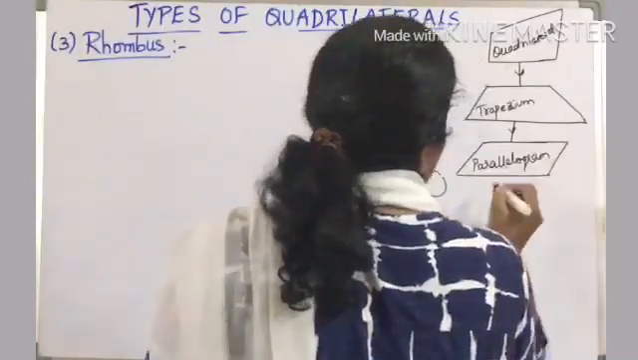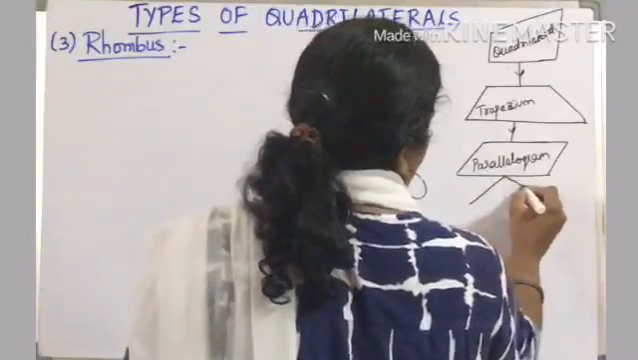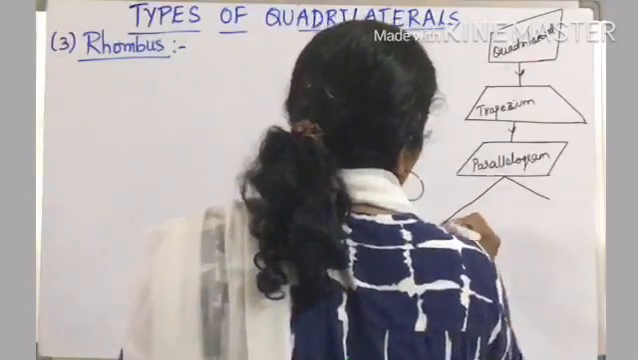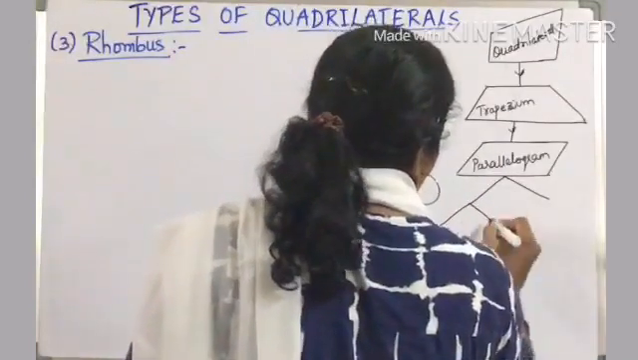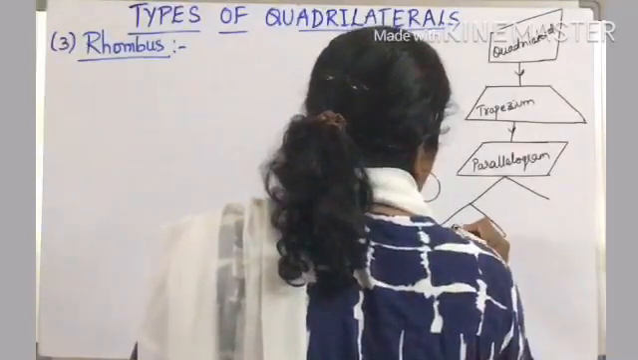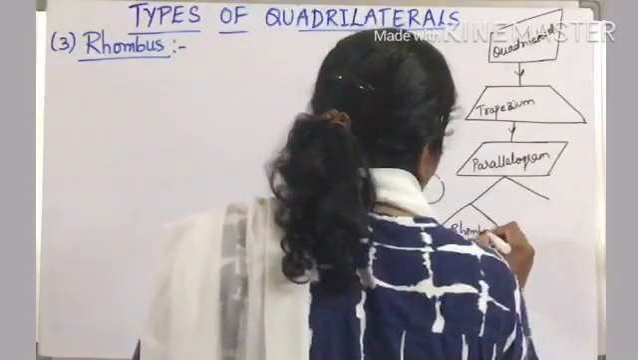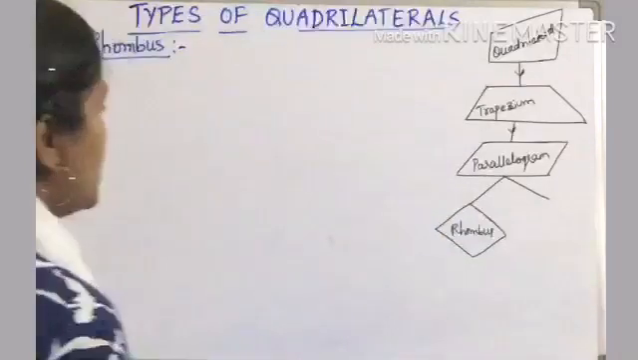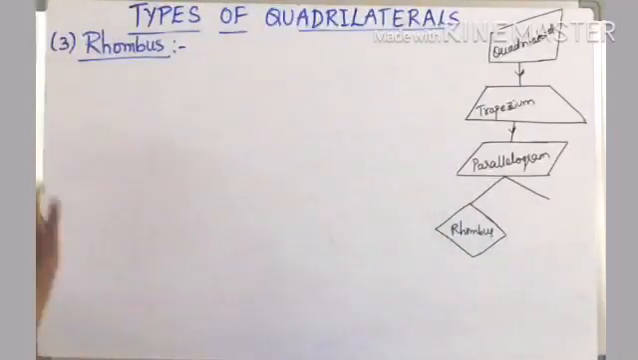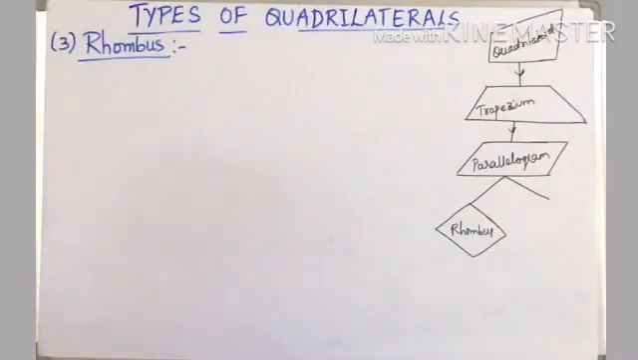Okay. Now based on parallelogram it divides again into two types. One is called, what we are discussing now, rhombus. So it comes under the parallelogram. So what is the definition of rhombus, children? A parallelogram in which adjacent sides are equal.